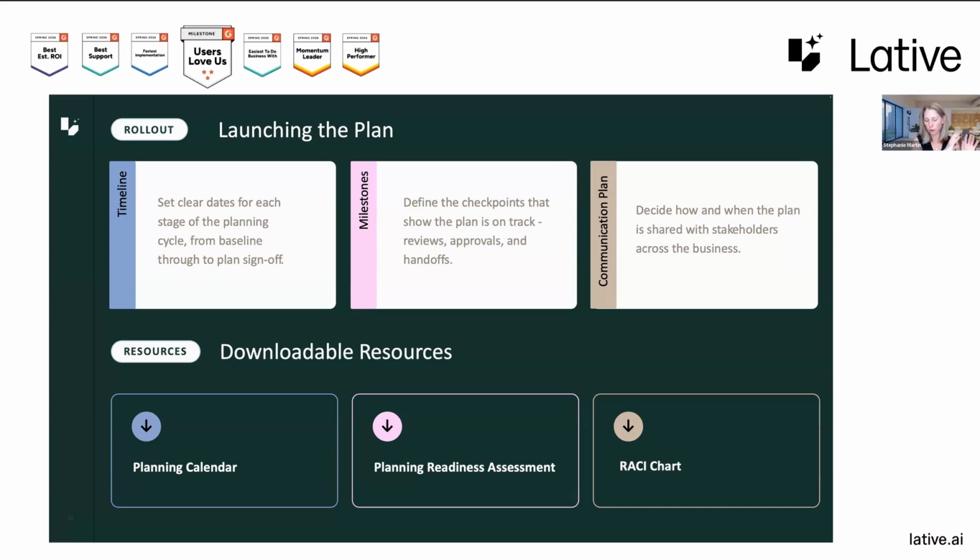So first things first, we're going to give you a planning calendar that you can use that has all the milestones in it, or suggested milestones, common milestones that you might use. You can, of course, make a copy and edit it and make it your own, but we'll give you a format for that.